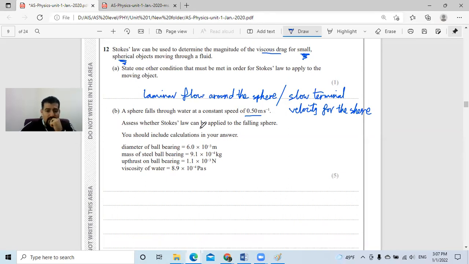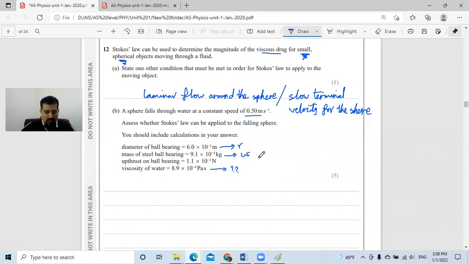Assess whether Stokes' law can be applied to the falling sphere. You should include calculations in your answer. The diameter means we can find the radius, the mass of the steel to find the weight, the upthrust is given, and the viscosity, to know if the calculation is correct or not, or if the terminal velocity by these formulas is the same as this one or not. So we have two ways to answer this question.